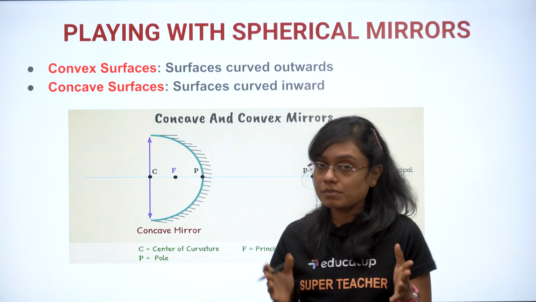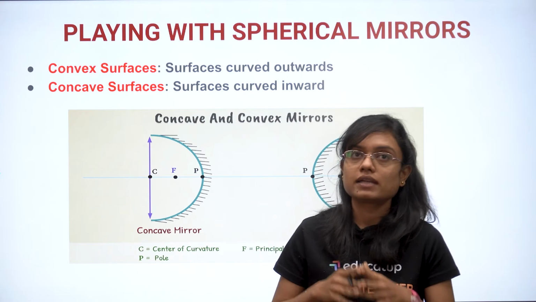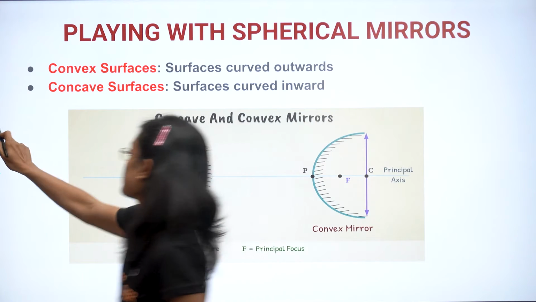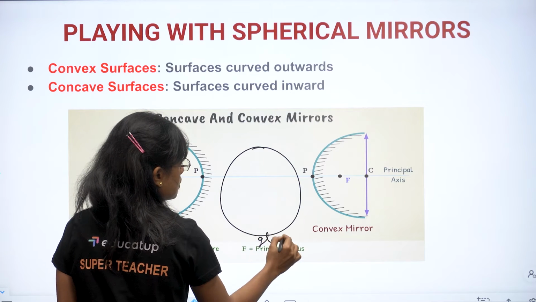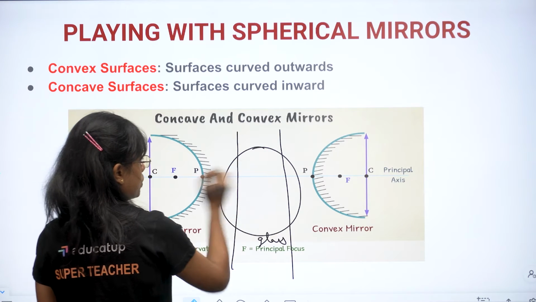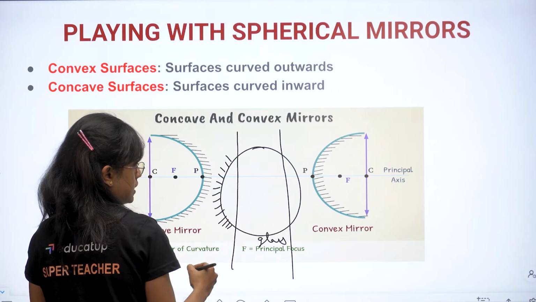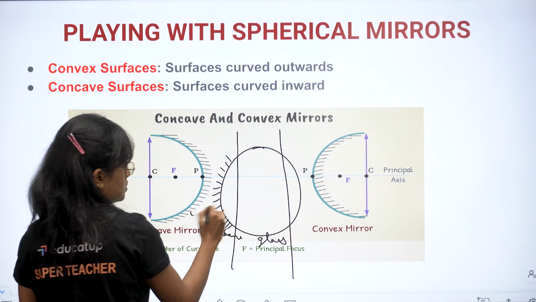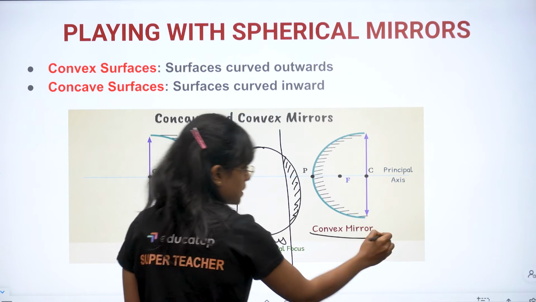Now playing with spherical mirrors. First you need to understand the two types of spherical mirrors, that is convex mirror and concave mirror. Suppose you have a sphere of glass and you have cut two pieces out of it. On one of the pieces you have polished it from the bulged side. So this has become a concave mirror, and the other one you have polished from inside. So this has become a convex mirror.